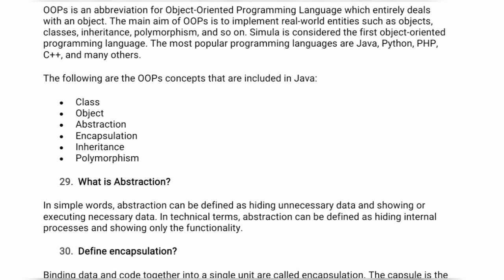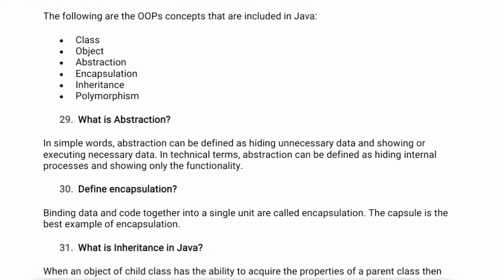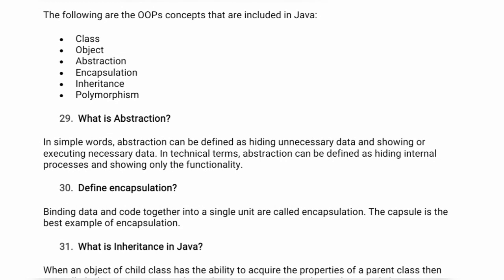First one is class. Class is nothing but a blueprint of an object. Next, object. Object is nothing but an instance of a class or any real world thing, which contains state and behavior. I already told. Next, abstraction. Very important.